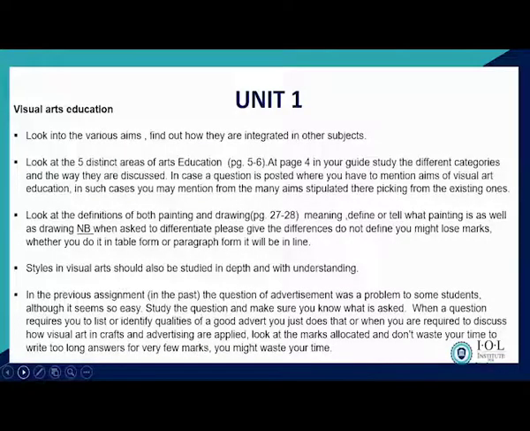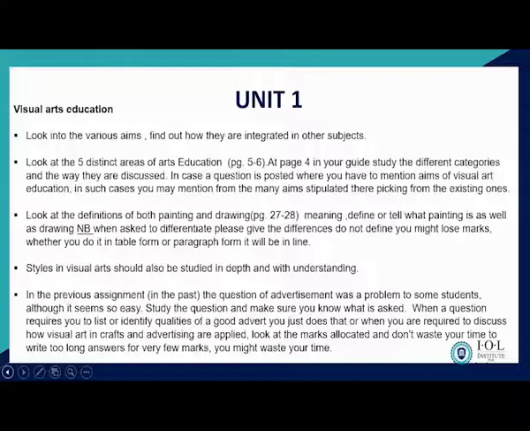Look at the definitions of both painting and drawings on page 27 to 28. It gives you the meaning. If you look at those pages, you might find the definition. When they ask you to define, then you tell exactly what it is, what is painting, what is drawing. Define or tell what painting is as well as drawing.